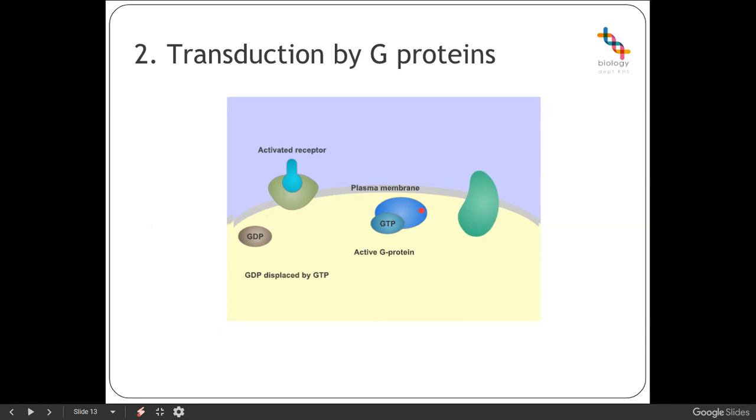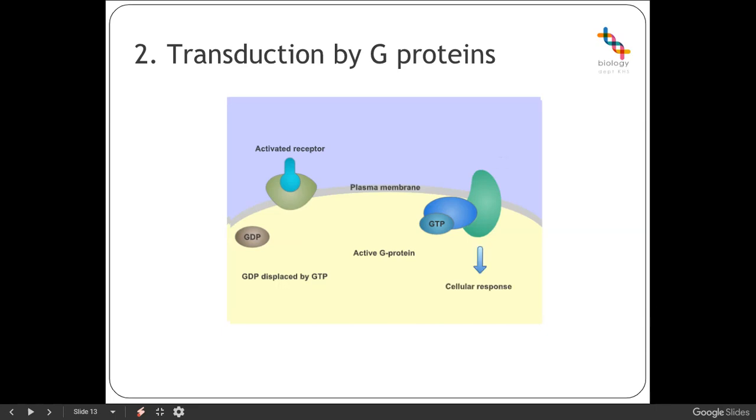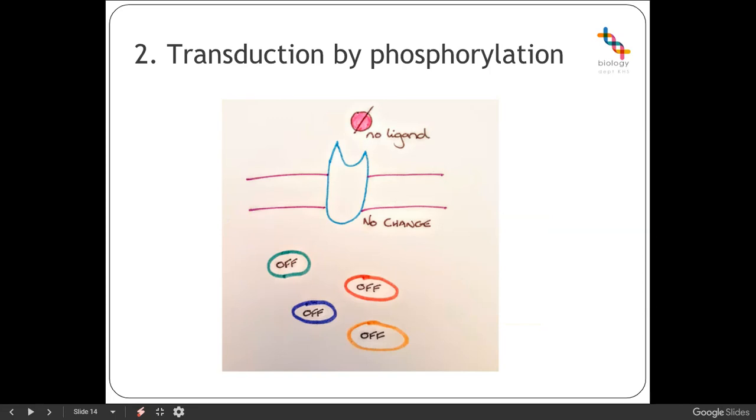In turn, this G protein is going to stimulate the target protein, which is this one over here, and in this case is an enzyme. It may also be an ion channel. As a result, this activated target protein is then able to stimulate some kind of response from the cell. Transduction by phosphorylation, on the other hand, involves a cascade of reactions where one kinase enzyme activates the next in order to produce a cellular response.